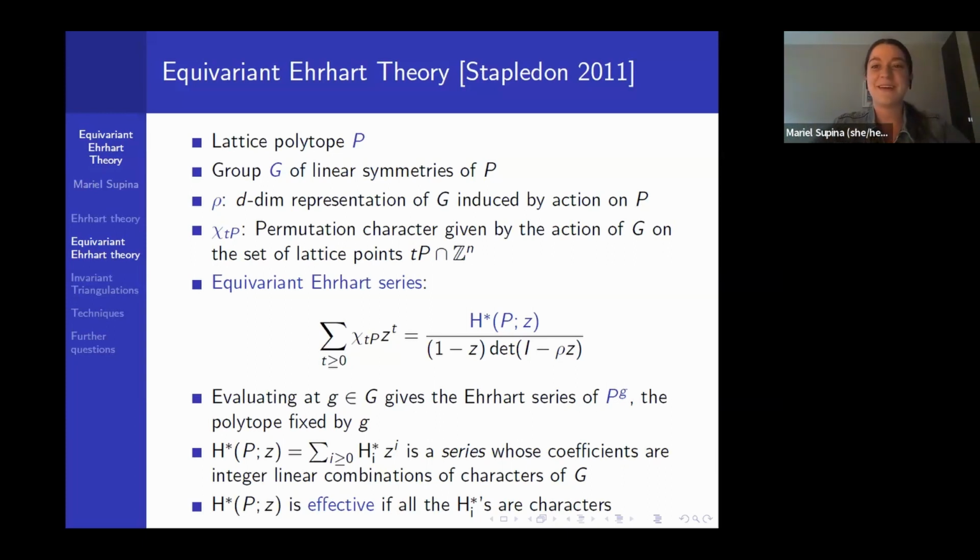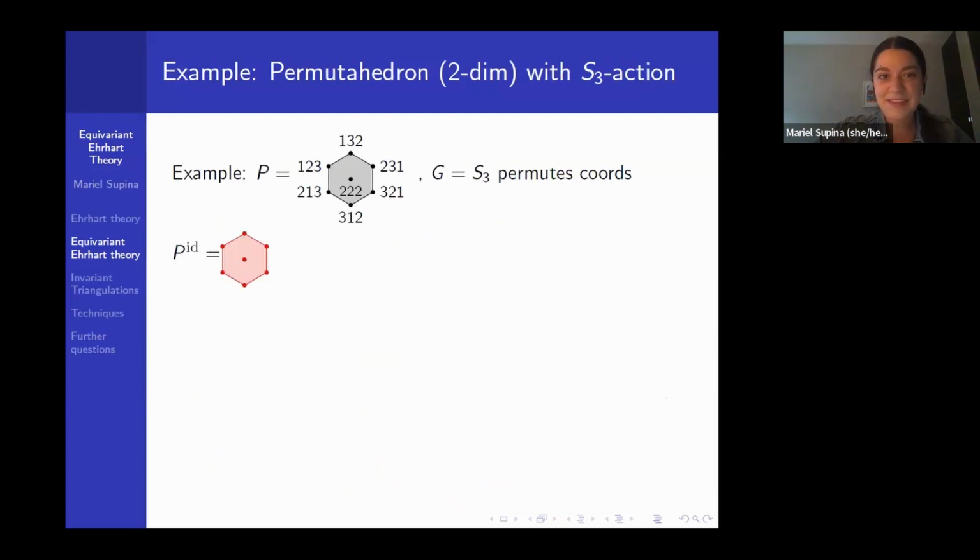Okay, that was a lot of setup, but now we'll walk through an example. I want to do an example of this hexagon, the permutahedron. So the vertices are the different ways of ordering the coordinates 1, 2, 3. And I'm going to take the group action. So the group is going to be S3, the symmetric group, and it's just going to act by permuting coordinates of points. So the representation that's underlying this action is the standard representation of S3.